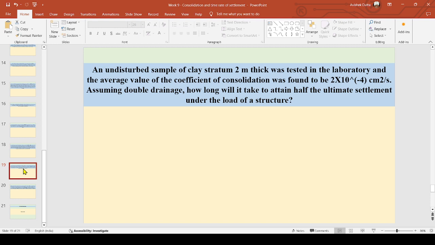It's also a similar question. The thickness is 2 meter. The coefficient of consolidation is 2 into 10 to the power minus 4 cm square per second. Now, assuming double drainage, you have to find out the time taken to attain half the settlement under the load of a structure, half the ultimate settlement.